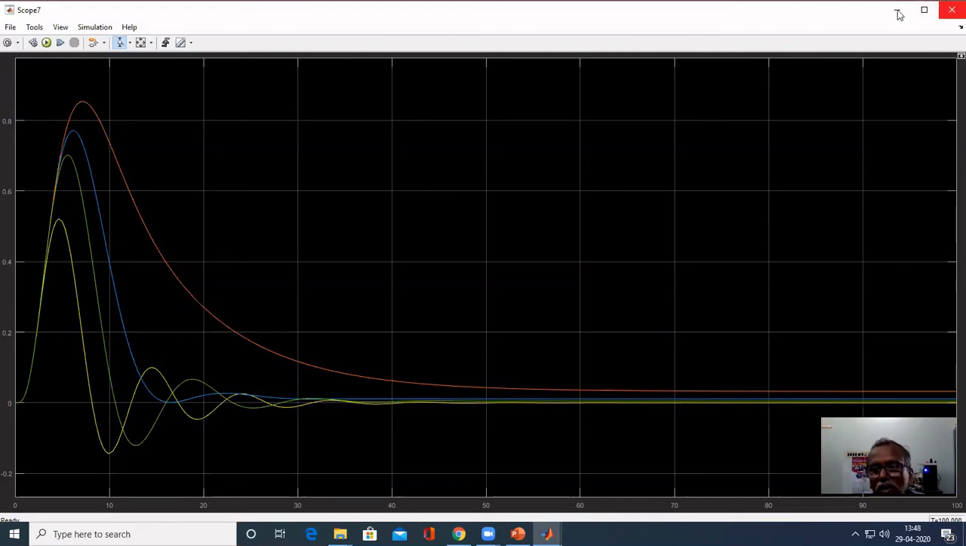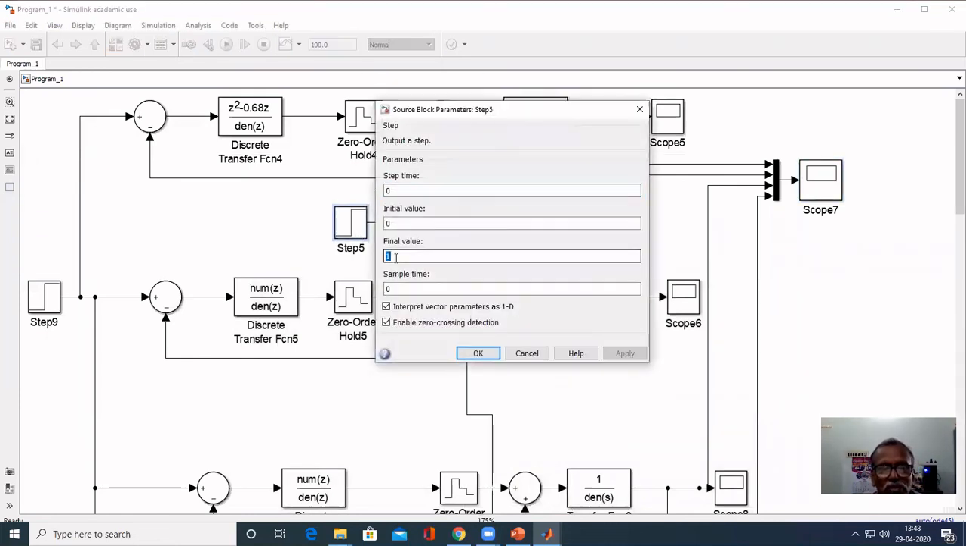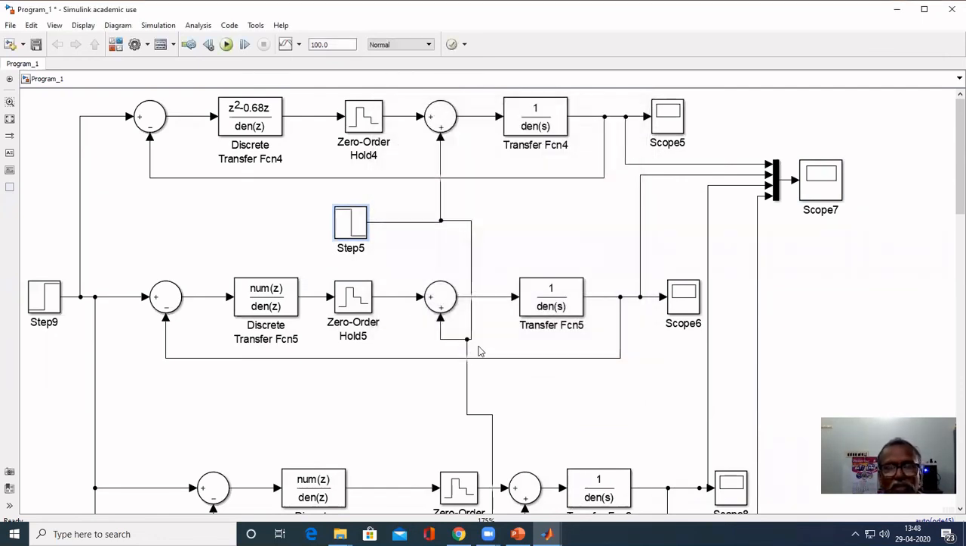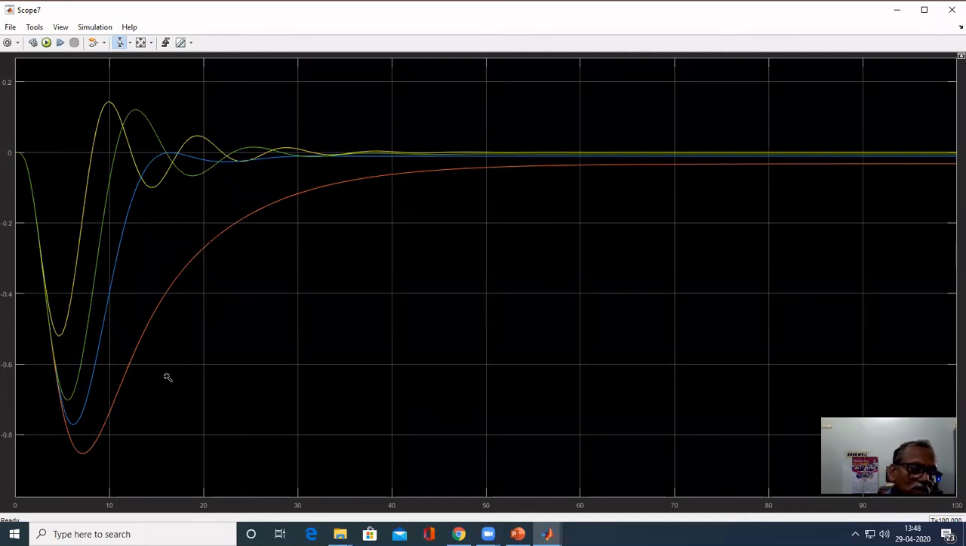In the same way, we can do negative load changes also. If you do negative load changes, we have to enter -1 instead of +1, and see the response. The response is like this. So here also the deadbeat controller gives a better response compared with all other controllers. But Dahlin's has steady state error. Deadbeat doesn't have any steady state error. That's all. So what is the final conclusion?